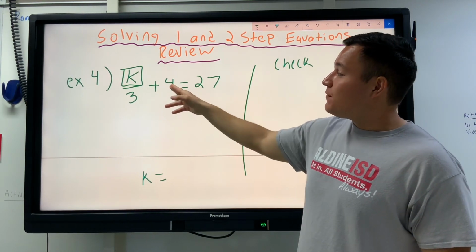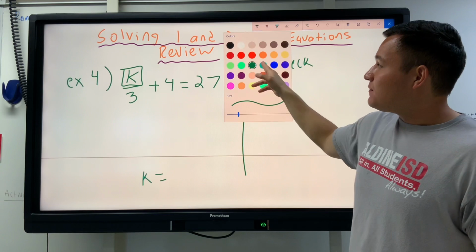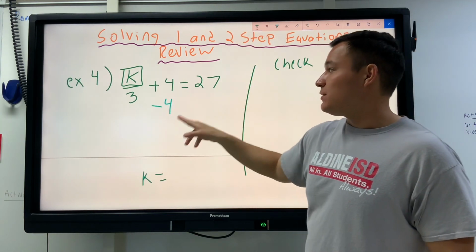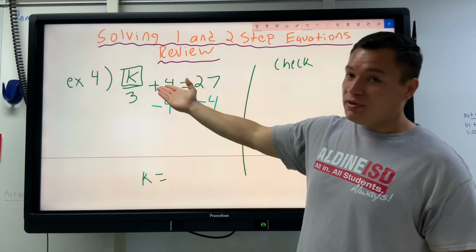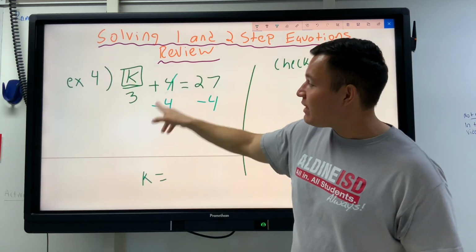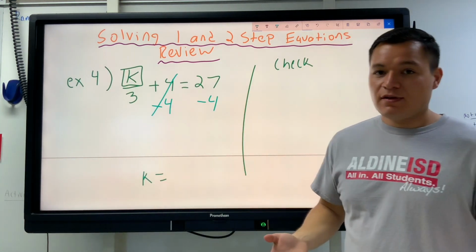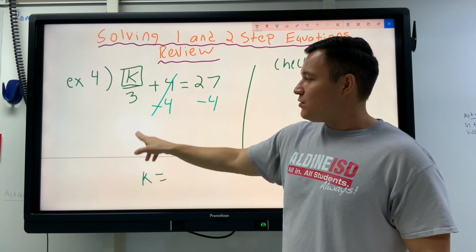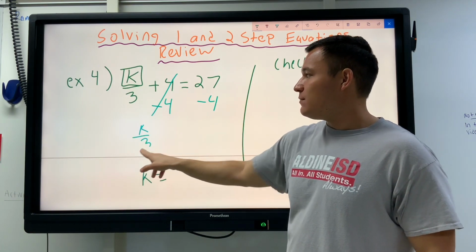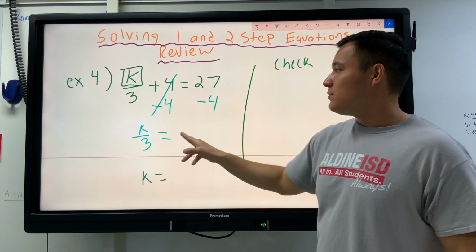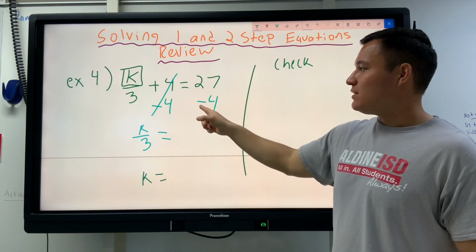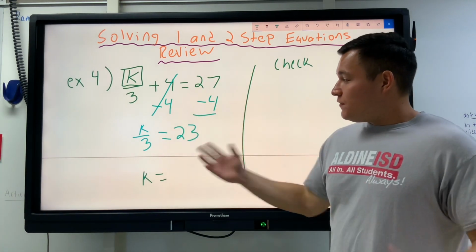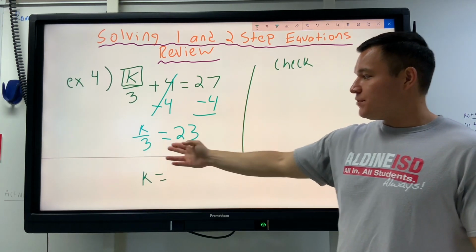We have a plus 4, and what's the opposite of adding 4? It's subtracting 4. Pretty easy. A plus 4 and a minus 4 are going to balance each other out. They're going to cancel out and make a 0. We're going to copy down this part that we didn't change, which is k divided by 3. We're going to copy the equal to, and then now we have to do 27 minus 4. To finish this off, we have k divided by 3 equals 23.